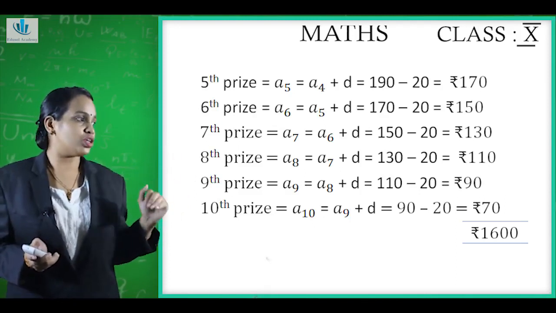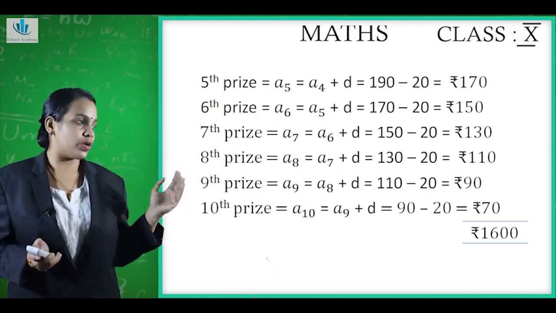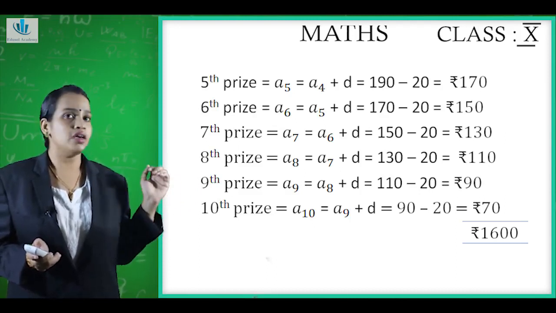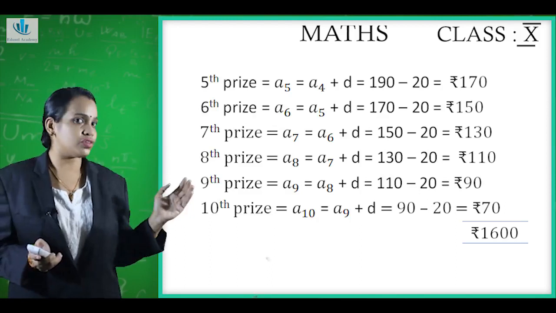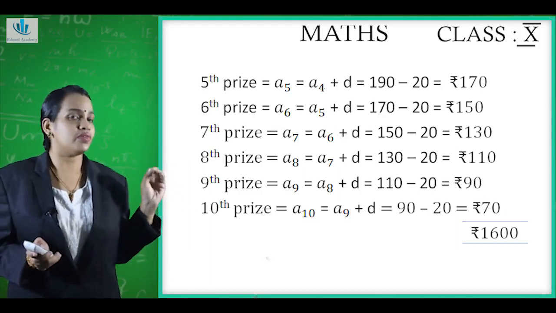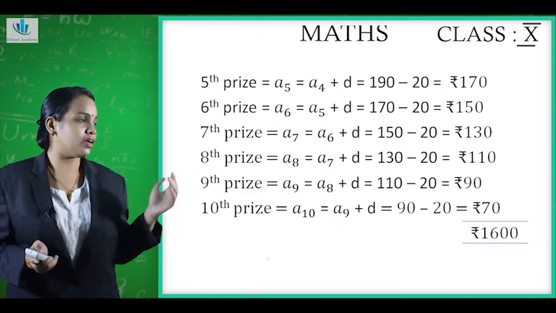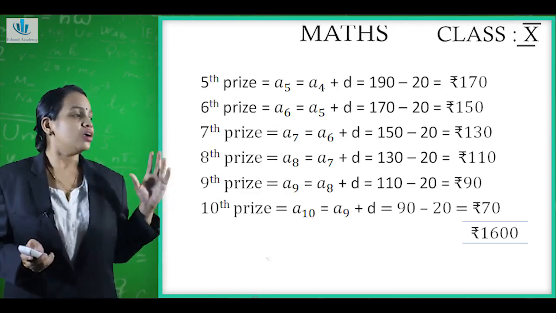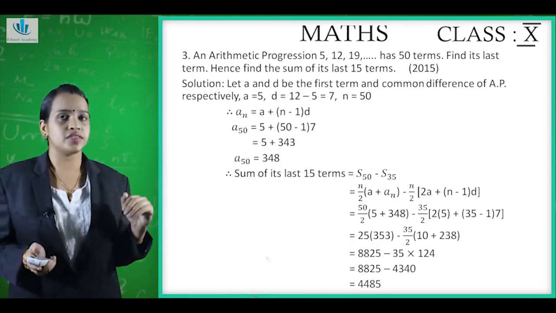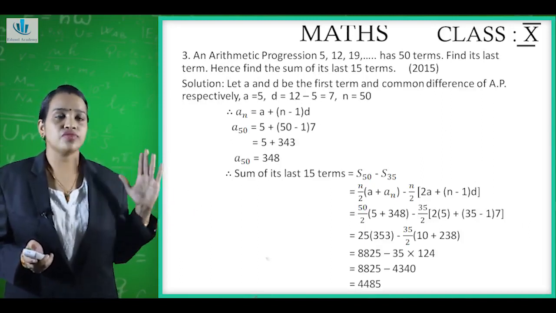8th prize A8 is equal to A7 plus D, which is equal to 130 minus 20, which is equal to 110. 9th prize A9 is equal to A8 plus D, which is equal to 110 minus 20, which is equal to 90. And our 10th prize A10 is equal to A9 plus D, which is equal to 90 minus 20, which is equal to 70. So when we add it, it gives 1600. That is our total cash prize amount, 1600.